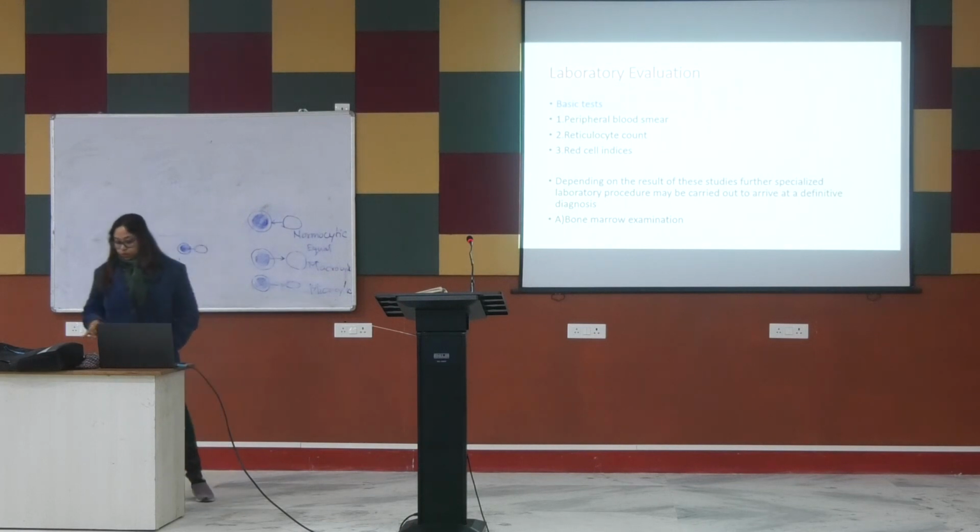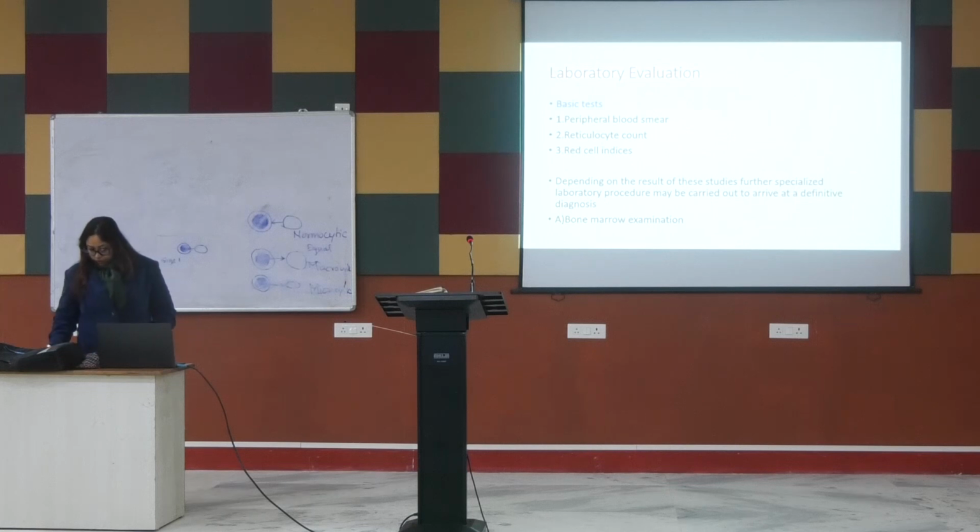ঠিক আছে, পরের অংশে আমরা চলে আসছি, সেটা হচ্ছে রেটিকুলোসাইট কাউন্ট। রেটিকুলোসাইট কি? রেটিকুলোসাইট হচ্ছে, প্রথমেই বলেছি, এটা হচ্ছে immature form of RBC. এটা young red cell containing RNA remnants and RNA stains with supravital dyes such as brilliant cresyl blue.